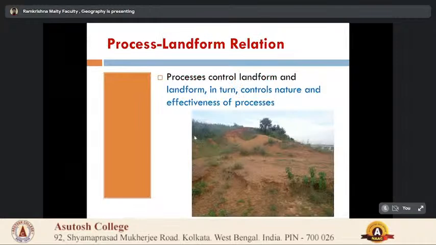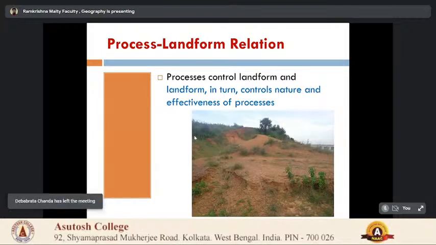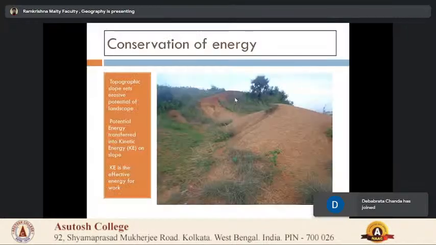Now we will think in a different way, different line. So this is the hypothesis. Processes control landform, and landform in turn controls the nature and effectiveness of processes. So it seems to be funny because we don't get this understanding in the popular textbooks or popular lectures or popular writings. But if you think from a scientific perspective, then the thing should be clear to you.